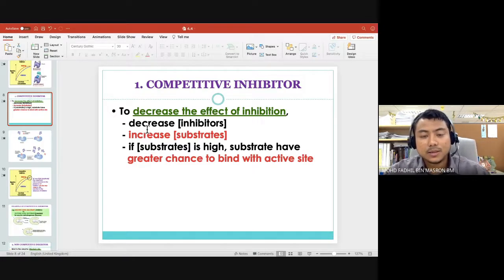Okay. So next point, to the competitive inhibitor, to decrease the effect of inhibition, kita boleh sama ada decrease inhibitor itu sendiri ataupun increase substrate itu sendiri. Maknanya if substrate is high, substrate have greater chance to bind with active site. Maksud ayat ni macam ni.